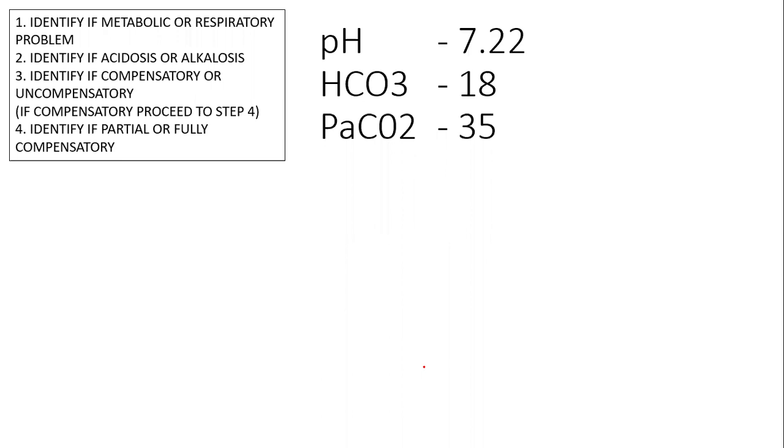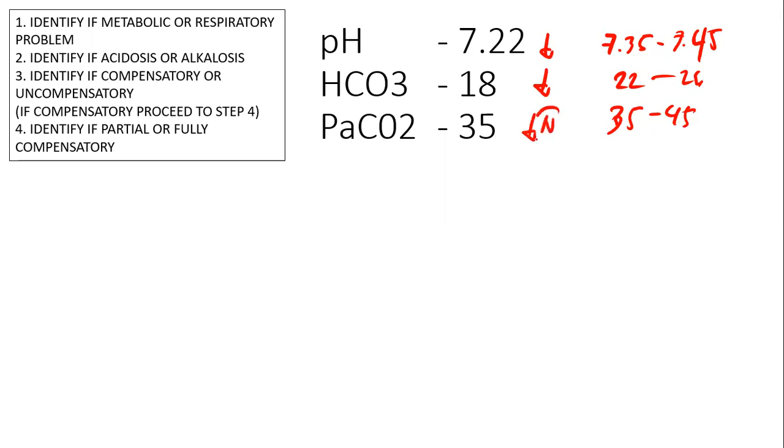All right, now let's proceed to another question. So same pa rin. I know that you already understand this. So pause the video and answer on your own. And then we'll try to answer later. Okay, so let's write down the normal values. 7.35 to 7.45, 22 to 26, 35 to 45. So this is arrow down, this is arrow down, and this is arrow down, but is still normal.